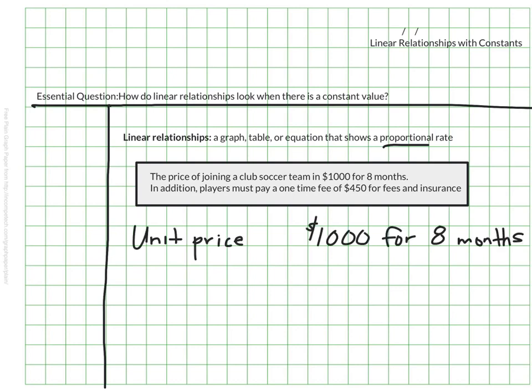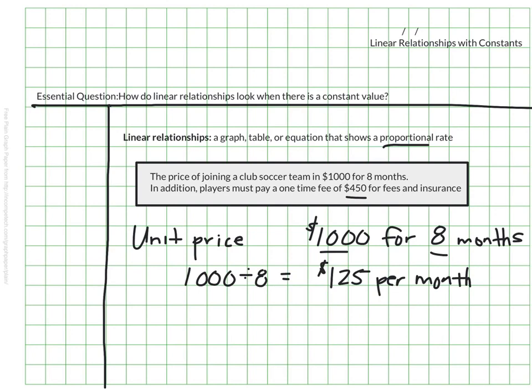And I know that it's $1,000 for the 8 months, so we want to figure out how much the price would be for 1 month, per month. So since it's $1,000 for 8, I'm going to divide 1,000 by 8 to get my unit price of $125 per month. So we're going to start with that. Of course, that's not the only price. There's also the one-time fee of $450 that doesn't repeat. Once it's paid for the year, it doesn't need to be paid again.